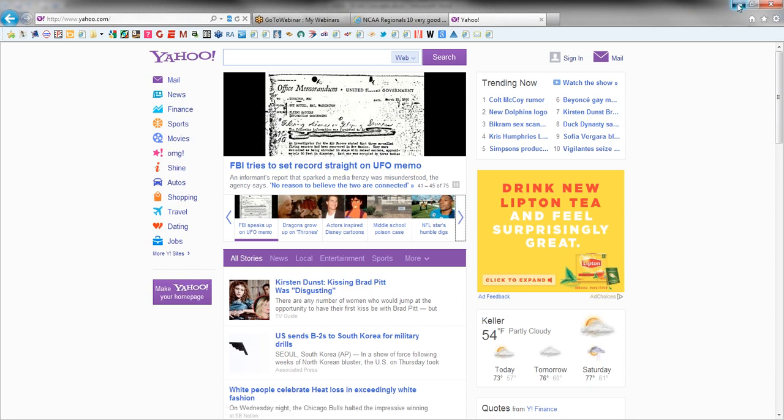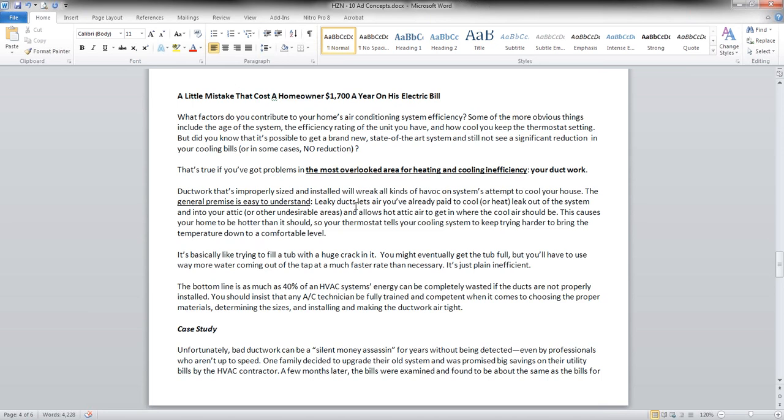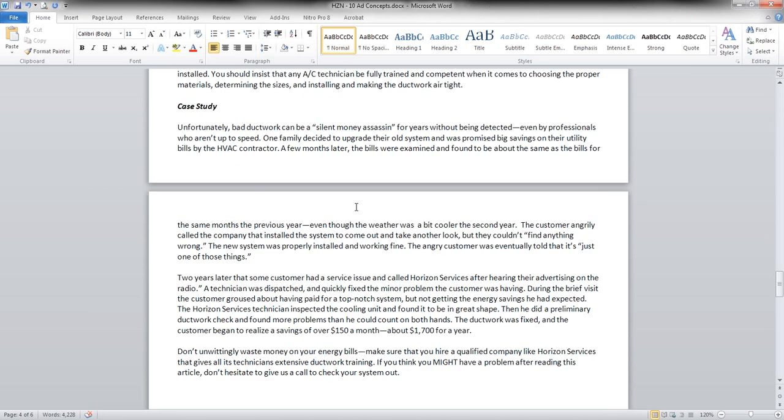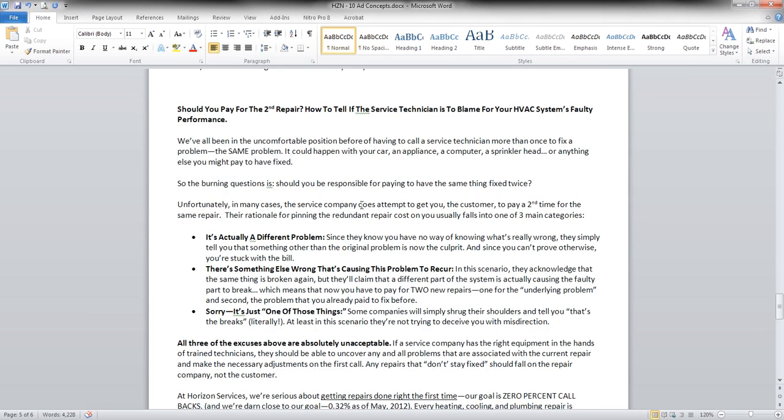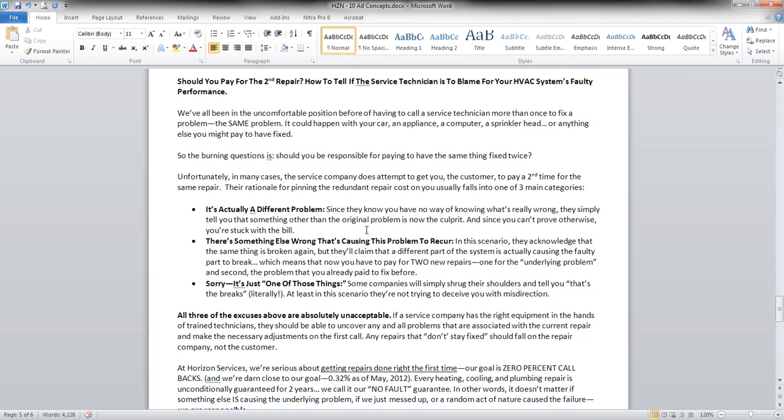Okay, so you get the idea. Here's what we're trying to do. We're trying to find things that we can write about. Should you pay for the second repair? How to tell if the service technician is to blame for your HVAC's faulty performance. Let's see how long this article is.